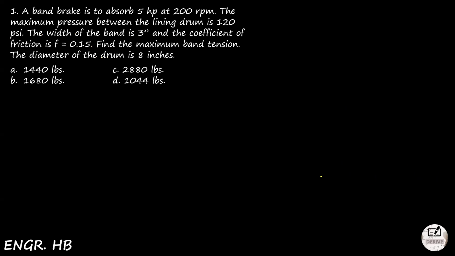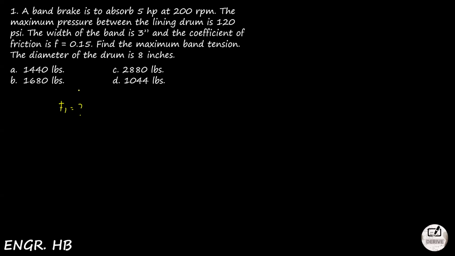The problem says, a band brake is to absorb 5 horsepower at 200 RPM. The maximum pressure between the lining and drum is 120 psi. The width of the band is 3 inches and the coefficient of friction is 0.15. Find the maximum band tension. The diameter of the drum is 8 inches. So what we are looking for is the maximum band tension, which is always your F1.